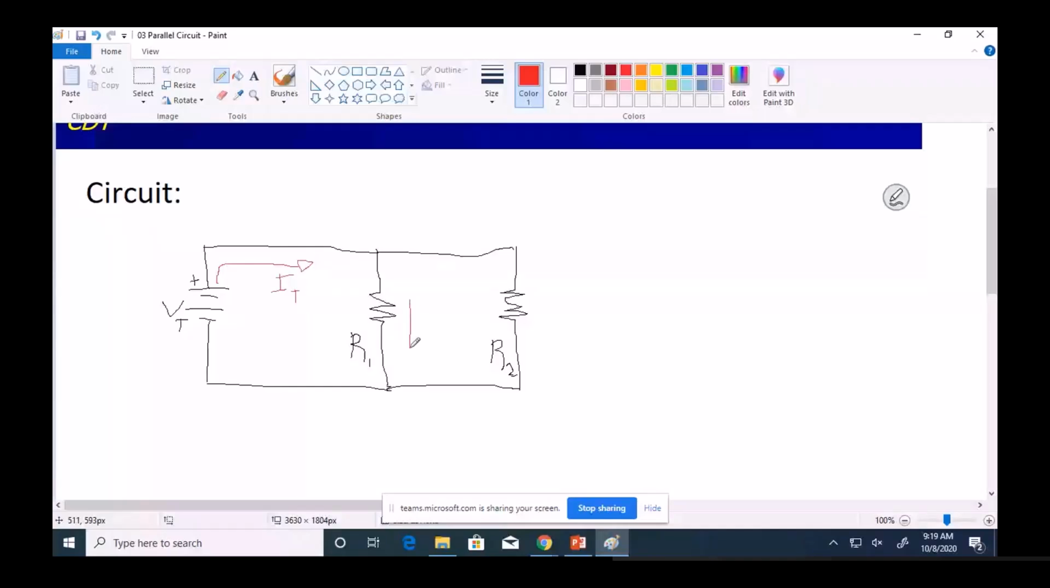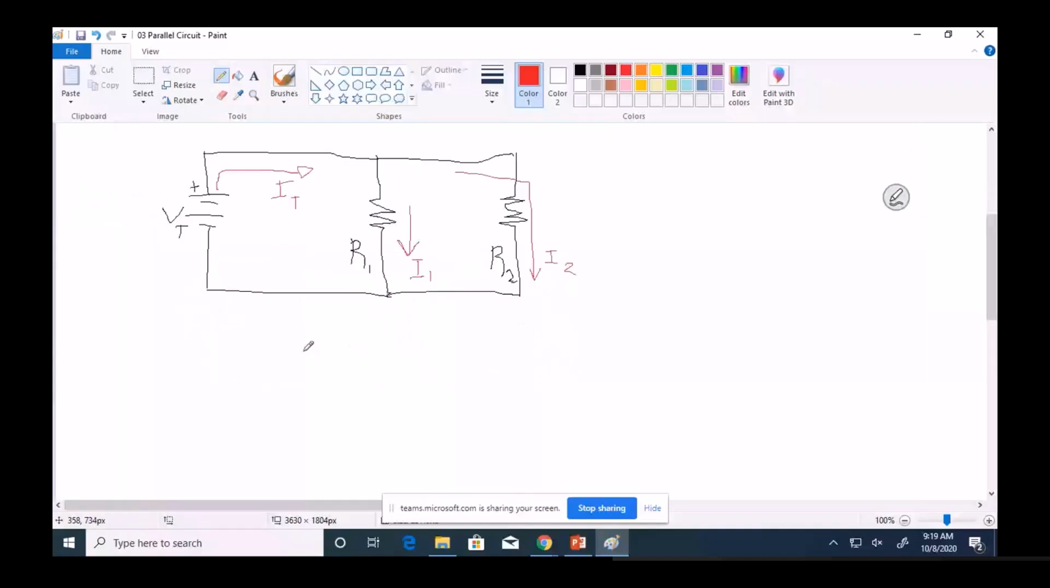And this total current here is split into branches. I1. And we have the same current here. This is the RN, the last resistor. So you will find it flowing like that. It's one branch. So this is our I total. I2. So this is the circuit. It helps you to visualize.